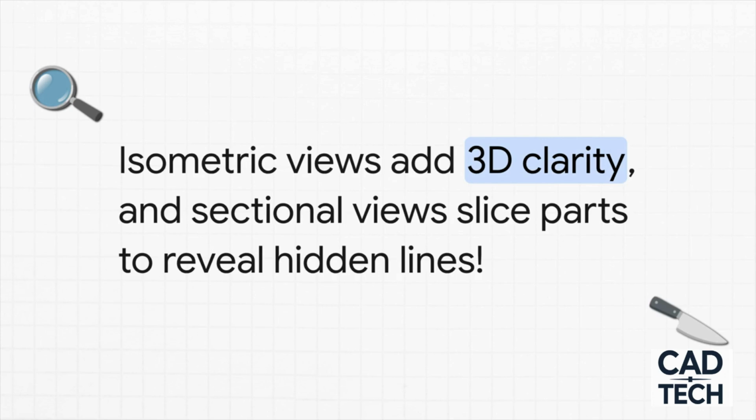And if the part has tricky internal geometry, well, the author might use hidden lines, which are shown as dashed lines, or, better yet, a sectional view. This is super cool. It's where they digitally slice the object wide open, adding diagonal hatching marks to the solid areas that were cut, literally letting you look right into the guts of the component.